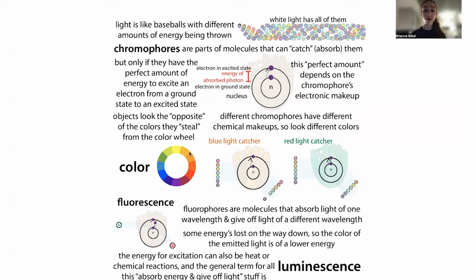And so you can look at a color wheel, and basically things will look the color that's opposite of the color that they stole from the color wheel. And so if something were to steal, say, yellow light, it would look all purpley. If something were to steal blue light, it would look orangey.